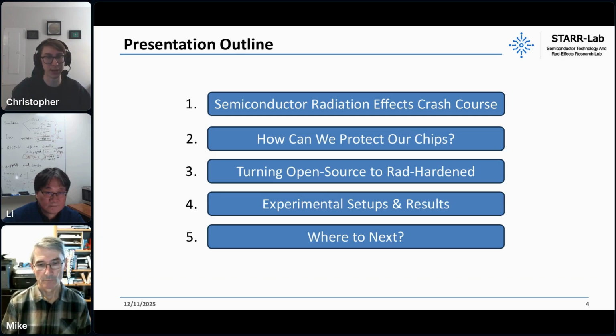After that, we'll talk a little bit about how our research was then used to fuel this StarRISC project. Now open source really came and saved the day and gave us a really nice platform to implement our research on. Then we'll do some nitty-gritty insights into some experimental setups and some of the results from this beamline testing that we've done on the device around the world. And then I'll wrap it all up and talk about where to next.